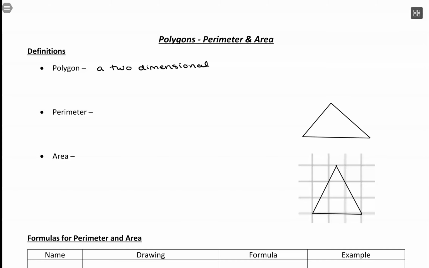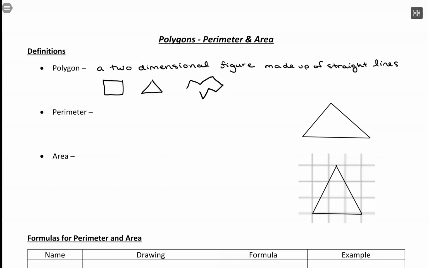We'll look at three-dimensional figures, but with that, we wouldn't be looking at perimeter and area, we'd be looking at volume. But with perimeter and area, we need something two-dimensional. And then what makes it a polygon is all of the sides of this figure are straight lines. So with that, some examples of polygons that we'll be looking at is you could have a square, a rectangle, triangle, really any shape as long as the sides are straight lines, that would be a polygon right there.